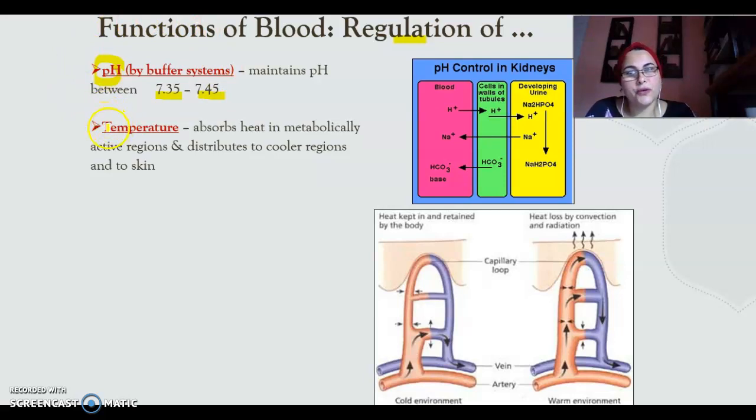Also, blood serves for regulation of temperature. It will absorb heat in metabolically active areas and distribute it to cooler regions and to the skin. If we look at this picture here, in cold environment, blood vessels in the skin will undergo vasoconstriction, that is narrowing of blood vessels, so heat will be kept in and retained in the body. While in hot weather, in warm environment, there'll be vasodilation and heat will be lost by convection and radiation to the outside.